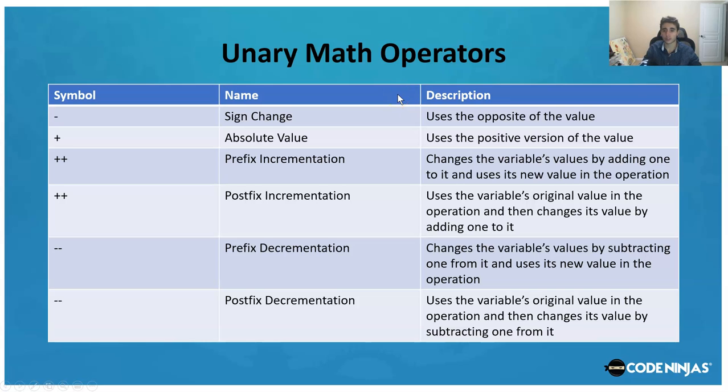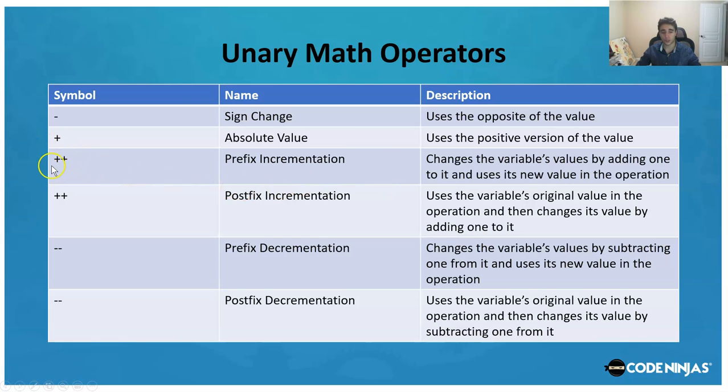Unary math operators. Minus, sign change, uses the opposite of the value. So if the value is 5, it will use negative 5. And if the value is negative 5, it will make it positive 5. Plus sign, absolute value, uses the positive version of the value. So if the value is negative 5, this will make it regular 5.